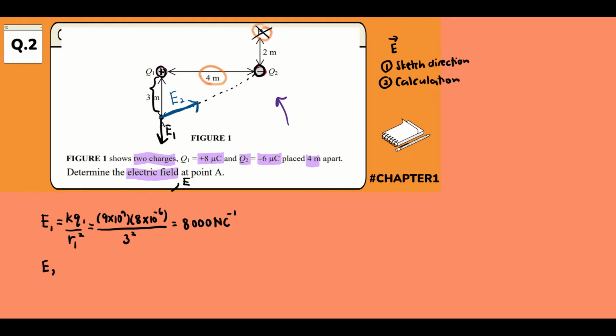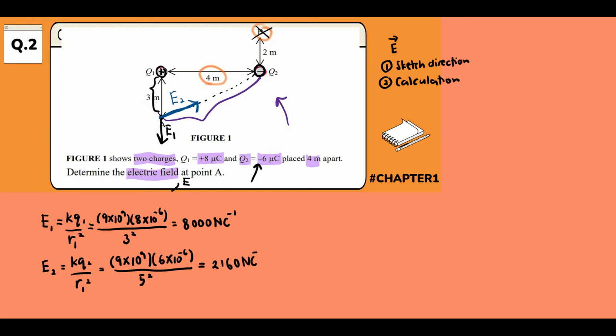And for E2, it's going to be kQ2 over R2 squared. So 9 times 10 to the 9. Please remember we are not including the negative sign of the charge, we just want to get the magnitude. So 6 times 10 to the minus 6, and the distance here is 5 squared. Why 5? Later we'll find out. Your E2 is equal to 2160 Newton per coulomb.